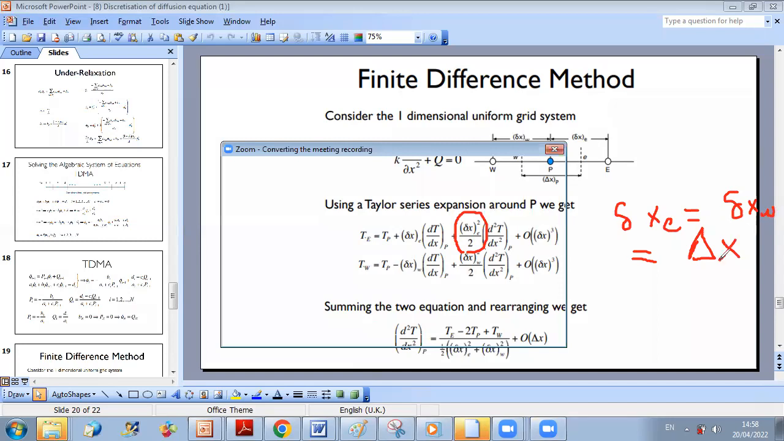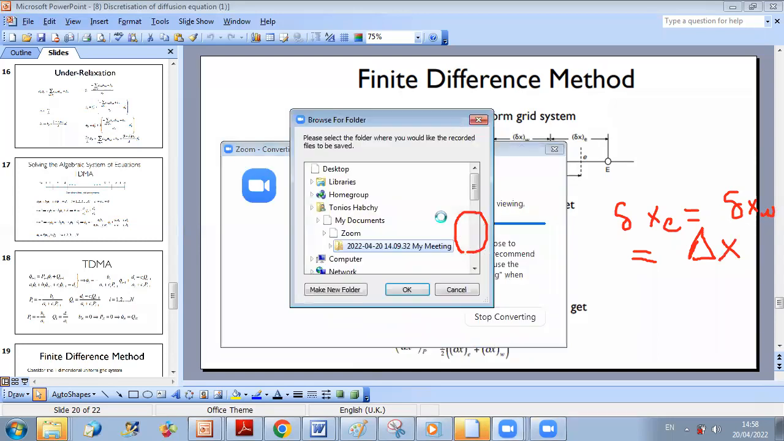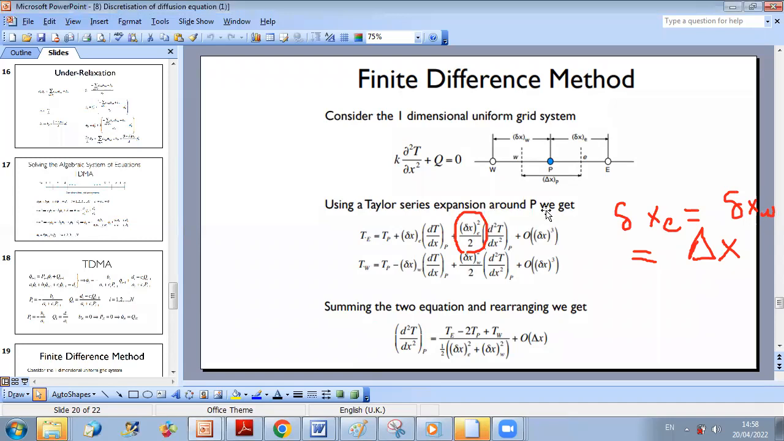Okay? Since you assumed a uniform grid, you can replace delta x east square over 2 by delta x square over 2. And here also, delta x west square over 2, you can write delta x square over 2 because it's a uniform grid. Now if it's not a uniform grid, this expression doesn't work anymore, it becomes much more complex.